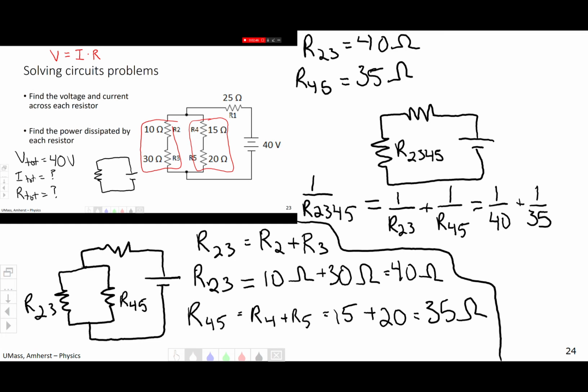Now we need to grab our handy dandy calculator and figure out what the least common denominator is. Let's see, we could do real simple. Why don't we just do the simplest one, and we can say that this is 35 over 1400 plus 40 over 1400.